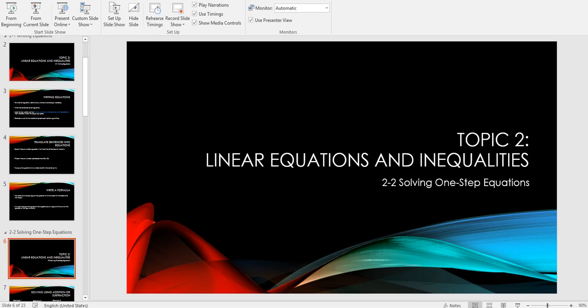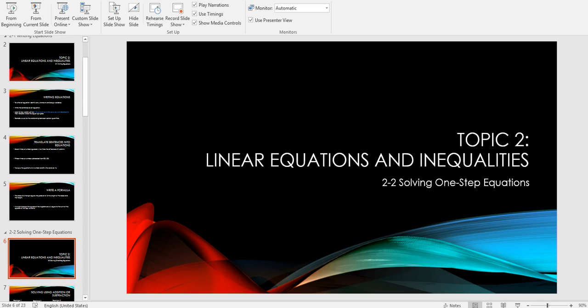So this is section 2.2, solving one-step equations. This is a very important first step in learning how to solve equations. Now I do expect you to actually show all the steps so that we get better at those, and when we have multi-step ones, then they're not as complicated.